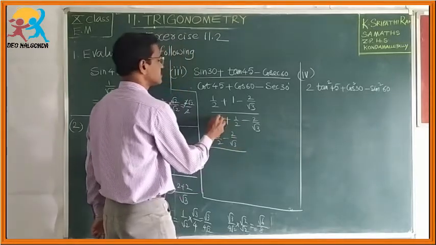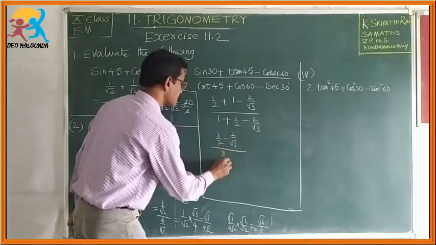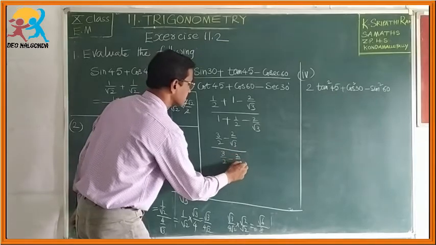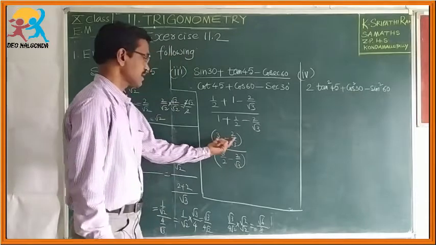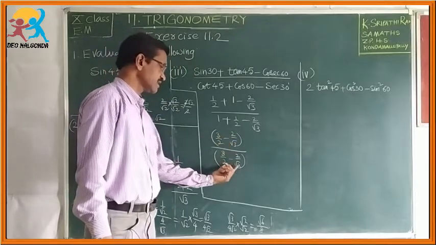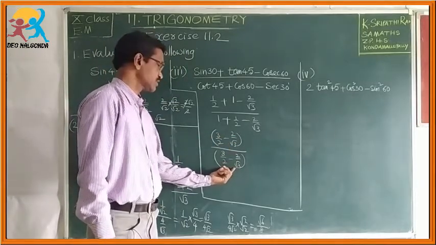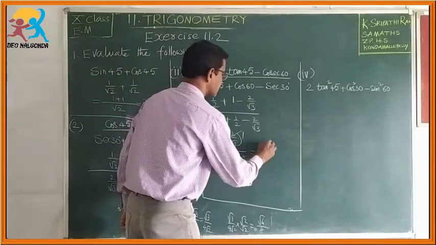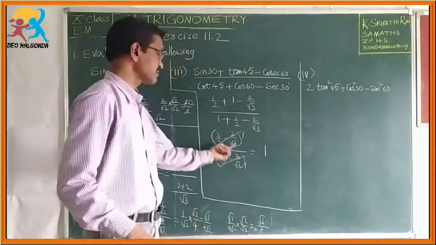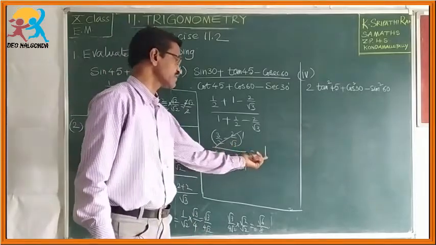Here also, 2 plus 1 is 3, and 3 by 2 minus 2 by 3. Here, in the simplification, the sum of the numerator and the sum of the denominator look the same. So we can cancel them, and we get the answer 1, because they are the same numbers, after cancellation we get 1.